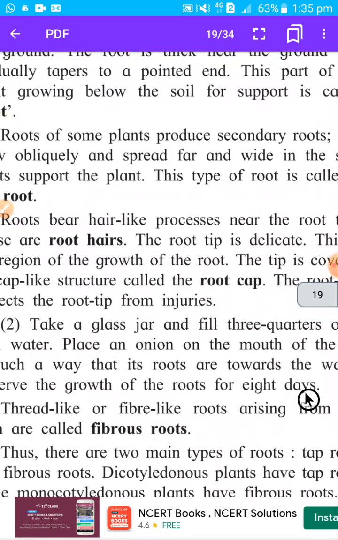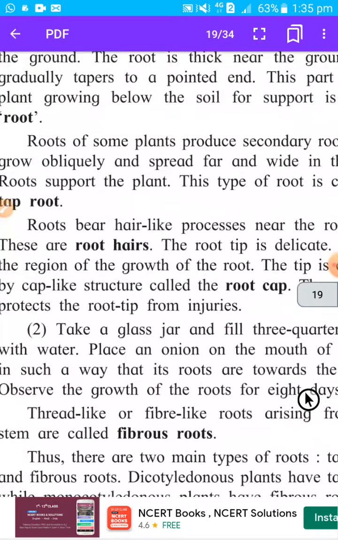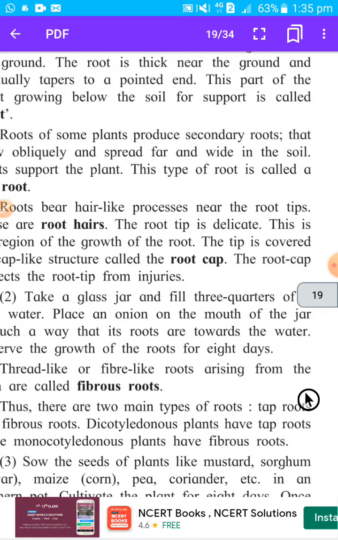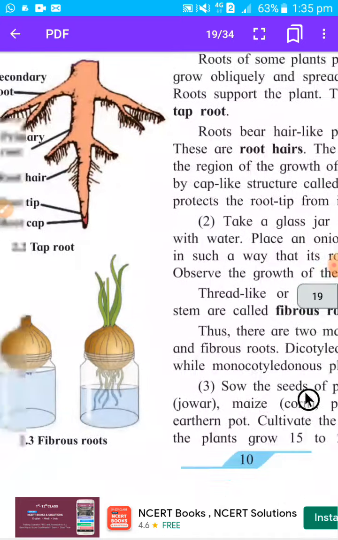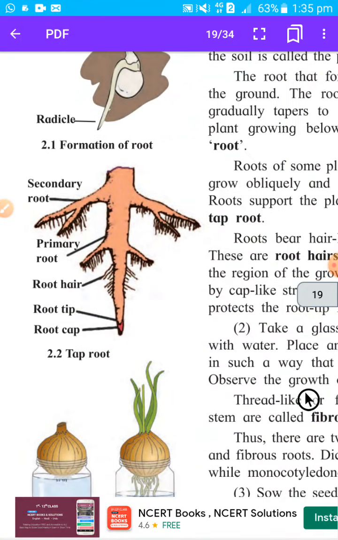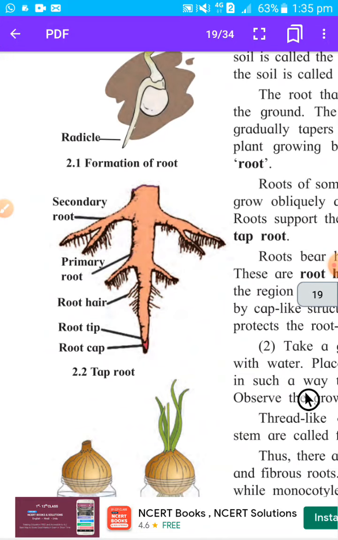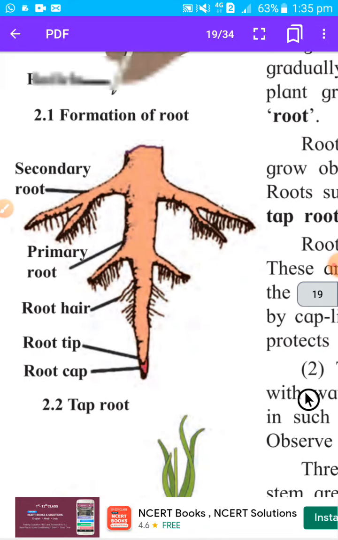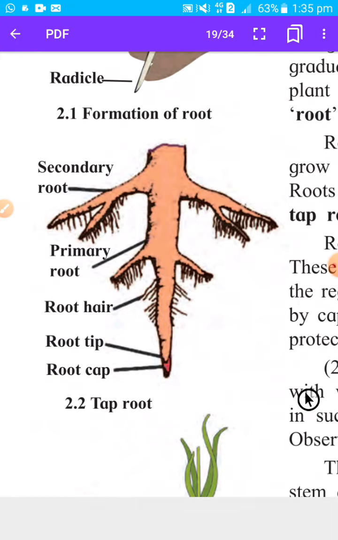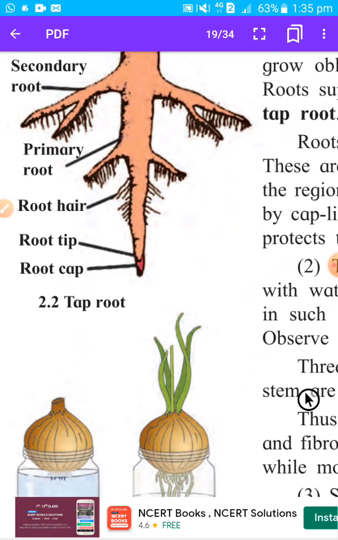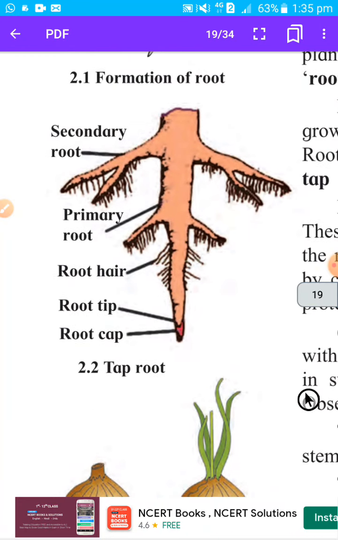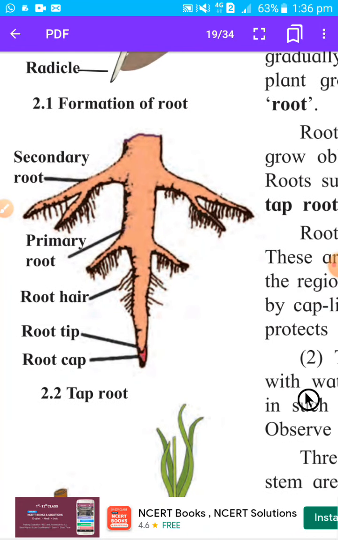Roots of some plants produce secondary roots that grow obliquely and spread far wide in the soil. Roots support the plant. This type of root is called a taproot. As shown in the diagram, this is a taproot. Secondary roots are also shown. The primary root is there, then there are secondary roots, then root hairs, then at the tip of the root there is a root tip and a protective structure which is called the root cap.